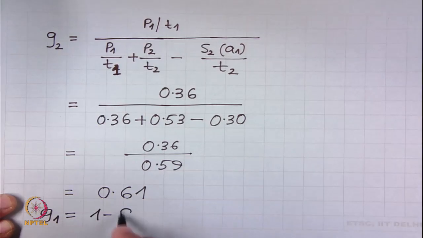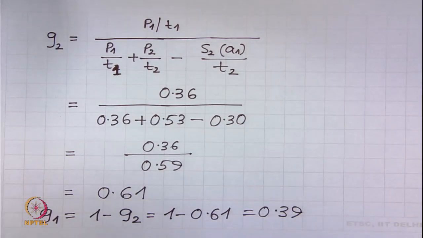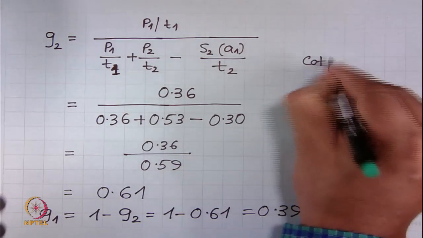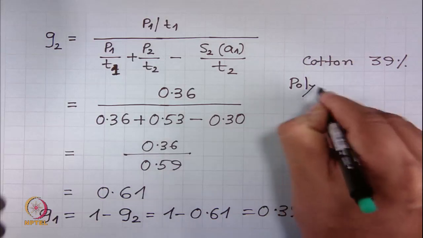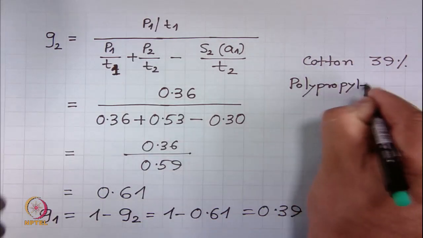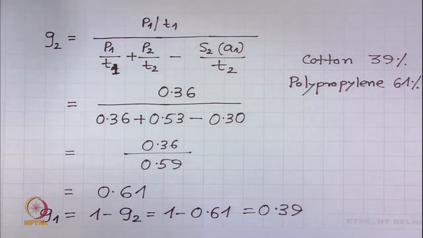Then what is G1? G1 is 1 minus G2. So 1 minus 0.61, so 0.39. What does that mean? The blend ratio: cotton 39%, polypropylene 61%. So a bundle which consists of 39% cotton fibers and 61% polyester fibers gives the minimum tenacity.